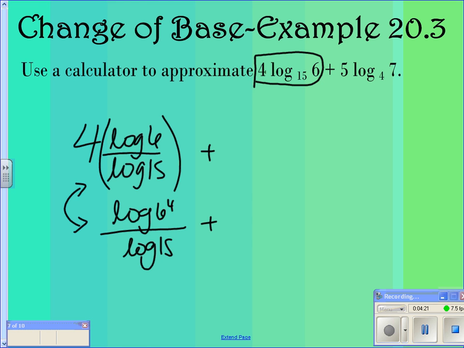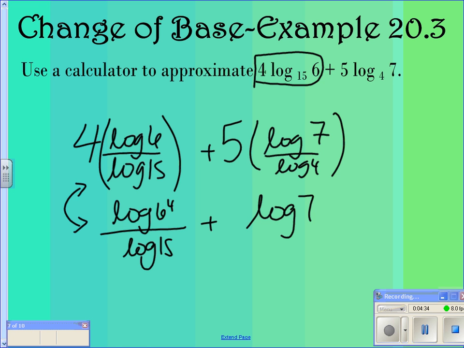So what are we going to add? Log of 7 over log of 4. Or you could say log of 7 to the 5th over log of 4. Do I care which way you're going to do it? Okay, see if you can plug that into the calculator and get the right answer.